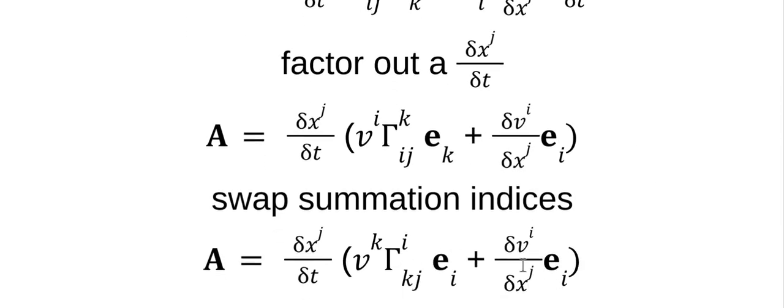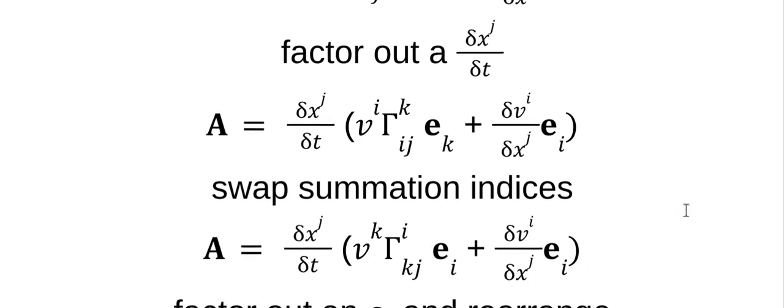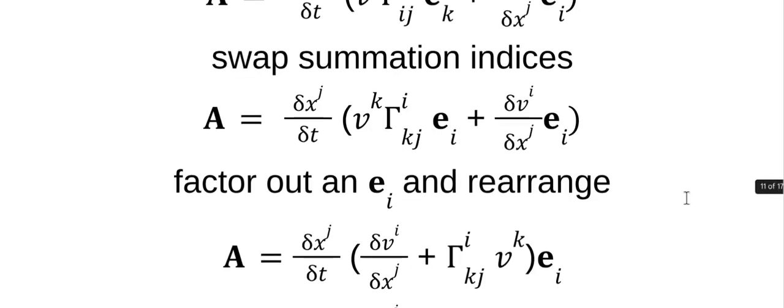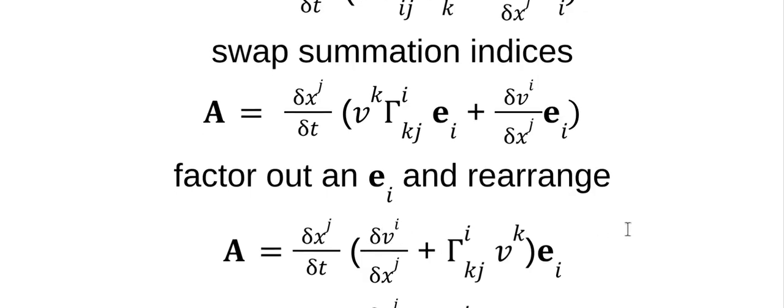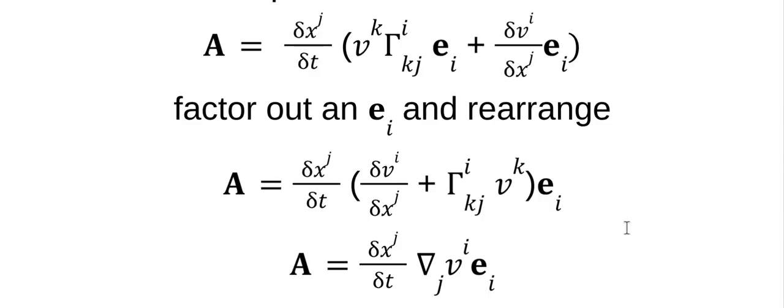Now this is starting to look familiar to you, I hope. Now let's factor out an e_i and rearrange things. And I hope you recognize what this is. This is the covariant derivative of a contravariant vector component. Boom. So this is a proper tensor equation for acceleration. It works in any coordinate system in any number of dimensions. Okay?